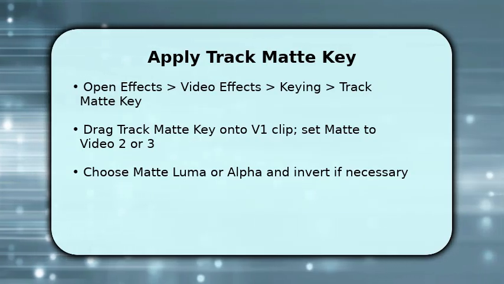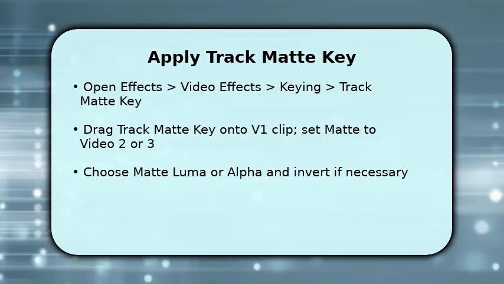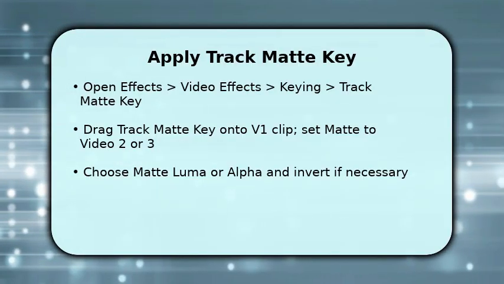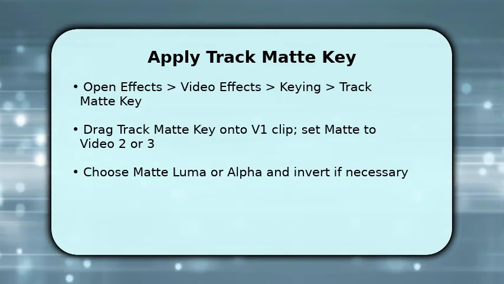Then choose Matte Luma for black/white mattes or Matte Alpha for alpha channels. Toggle Invert if the visible area is reversed. Make sure Composite using is normal. Once set, your footage will reveal only where the matte allows.